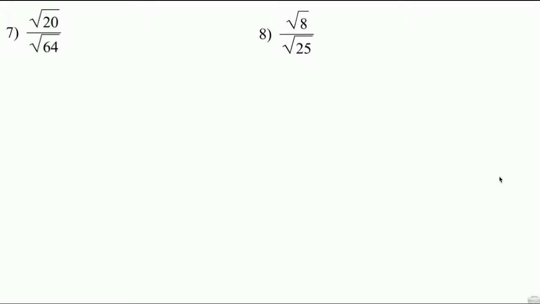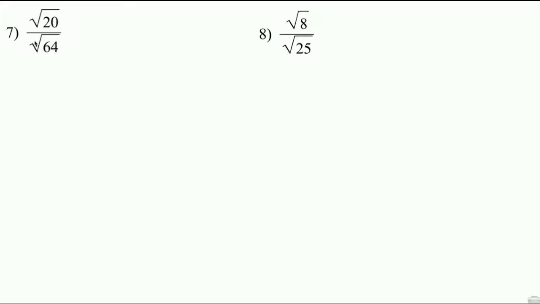Number 7 and following have to do with division. We have a couple things to think about when dividing. We don't want a square root in the denominator. So a couple different options here. First thing we want to look for is, are there any perfect squares? Like the square root of 4, or the square root of 9, or 16, or 25, or whatever.